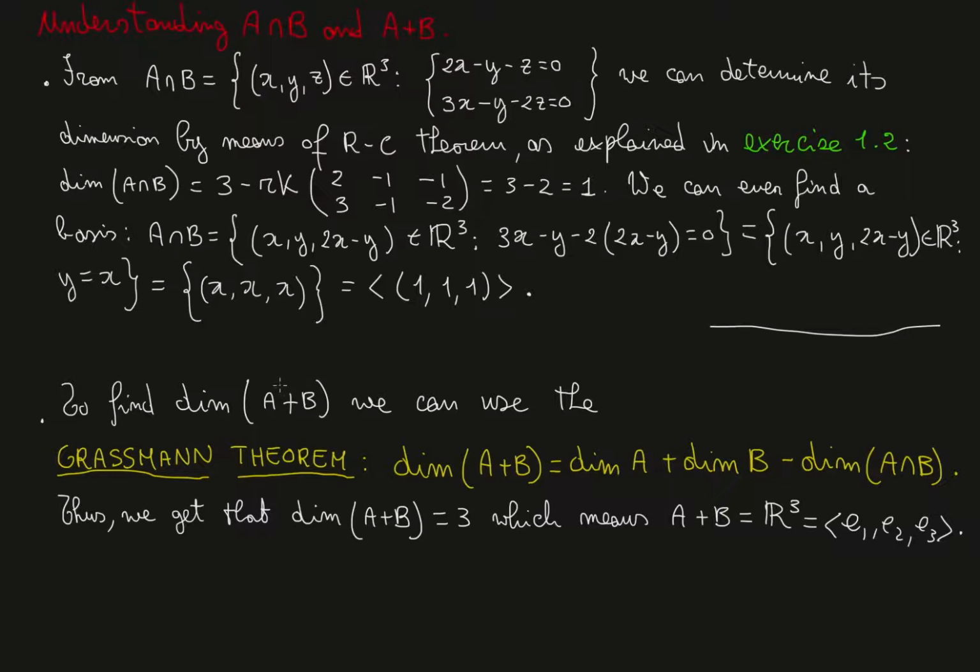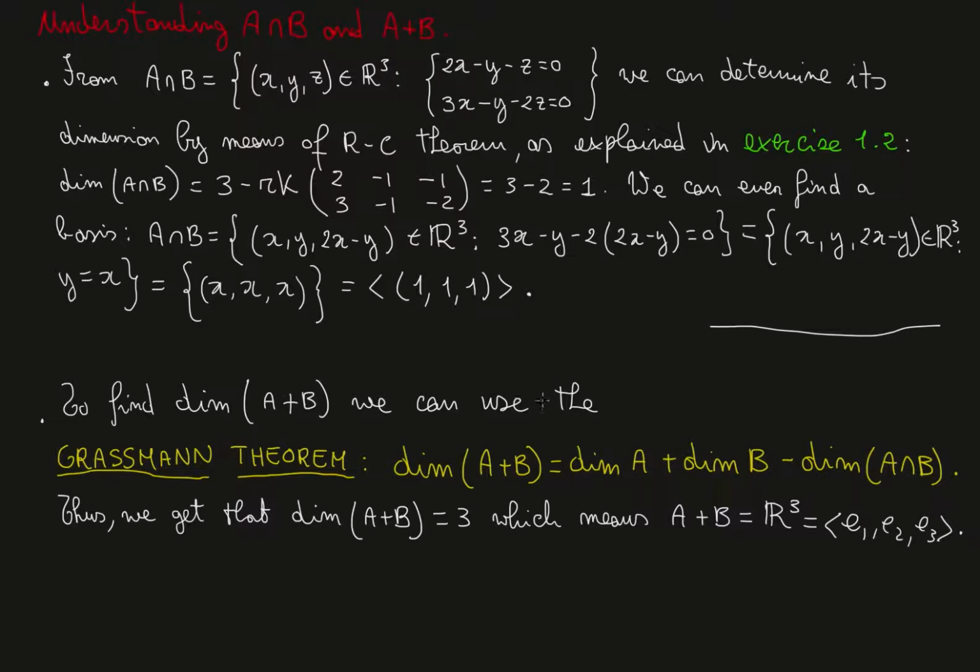The theorem relates the dimensions of the following four subvector spaces of a vector space V, namely the subvector spaces A, B, A plus B, and A intersected B. The theorem goes under the name of Grassmann theorem and reads as follows. The dimension of the vector space A plus B is equal to the dimension of the subvector space A plus the dimension of B minus the dimension of the intersection.